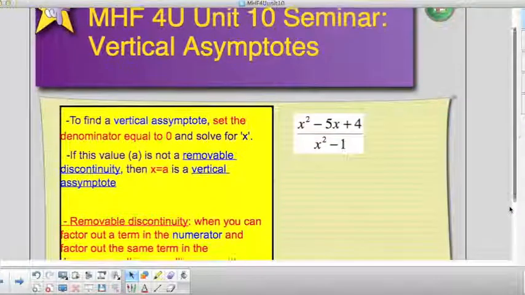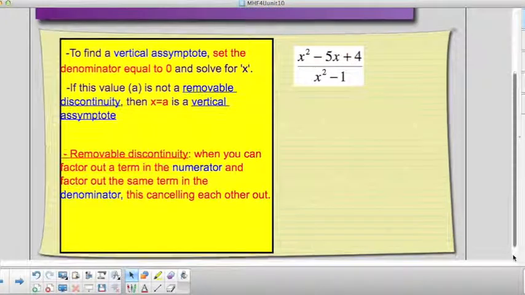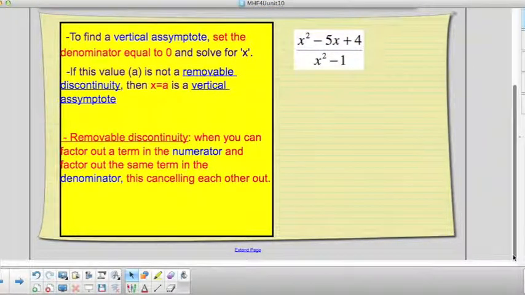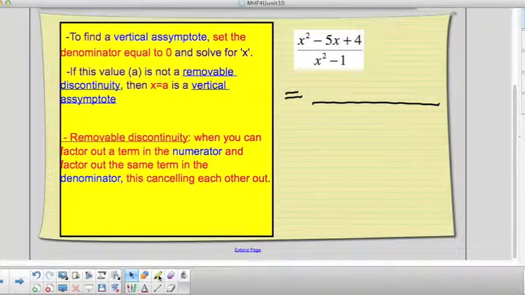So to find a vertical asymptote, you have to set the denominator equal to 0 and solve for x. If this value, which we will call a, is not a removable discontinuity, then x is equal to a is a vertical asymptote. So, for example, notice I have a polynomial on the top and a polynomial on the bottom. First thing I'm going to do is factor both my numerator as well as my denominator. Let me give you a very simple one. The denominator is a difference of squares situation.